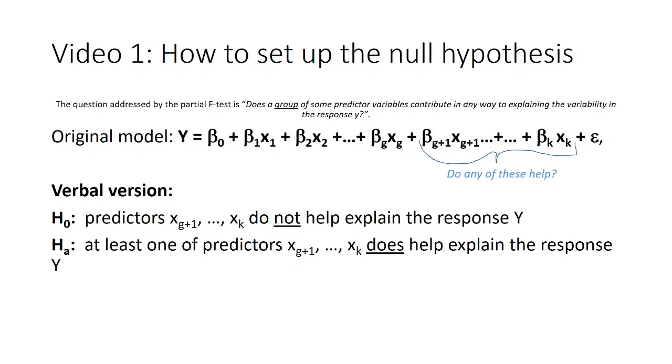So the question addressed by the partial F test is, does a group of some predictor variables contribute in any way to explain the variability in the response y? So we start off with a model with lots of predictors. And so our question is, do any of those, like x_{g+1} to x_k, help explain our linear model? If they don't, they're dead weight and we should get rid of them. So the verbal version of this is: the predictors x_{g+1} to x_k do not help explain the response y, versus the alternative hypothesis, at least one of those predictors does help explain the response y. Sometimes this is a nice way to write it.